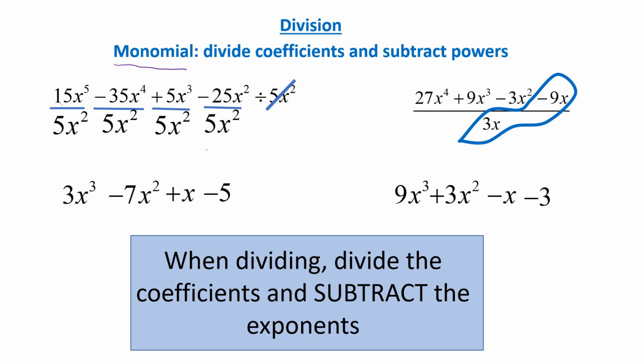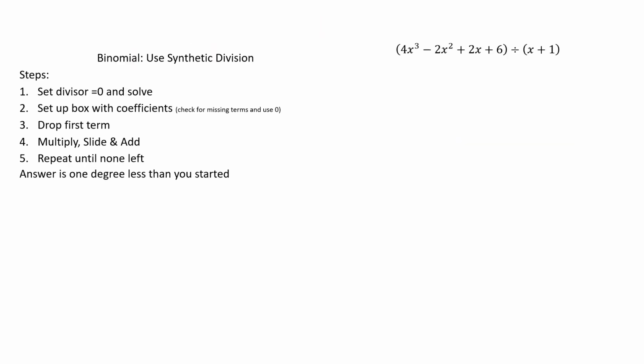So when you're dividing by a monomial, you're just going to divide each term individually by that monomial, remembering that you're dividing your coefficients but subtracting the exponents. But sometimes you have to divide by something larger than just a monomial. So here we are now going to be dividing by a binomial. It has 2 terms. And this is going to be division by a simple binomial, which means that there's not going to be a coefficient or a number in front of my x.